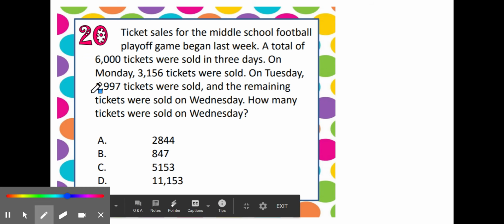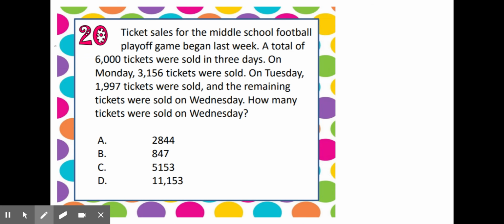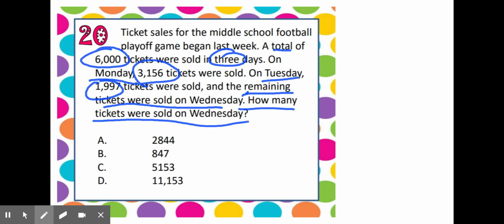All right, the next one. Ticket sales for the middle school football playoff game began last week. A total of 6,000 tickets were sold in 3 days. On Monday, there was 3,156 tickets sold. On Tuesday, there was 1,997 tickets sold, and the remaining were sold on Wednesday. How many tickets were sold on Wednesday?